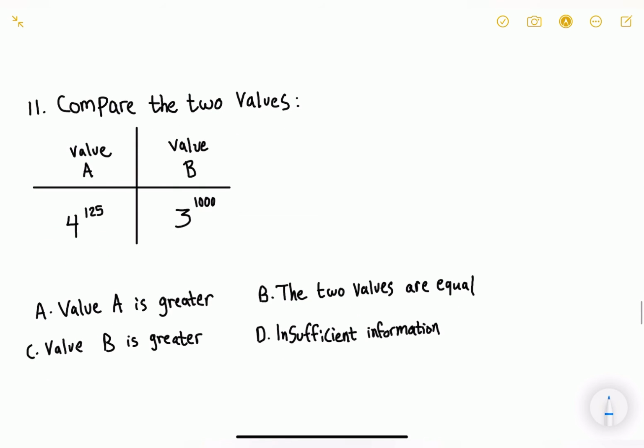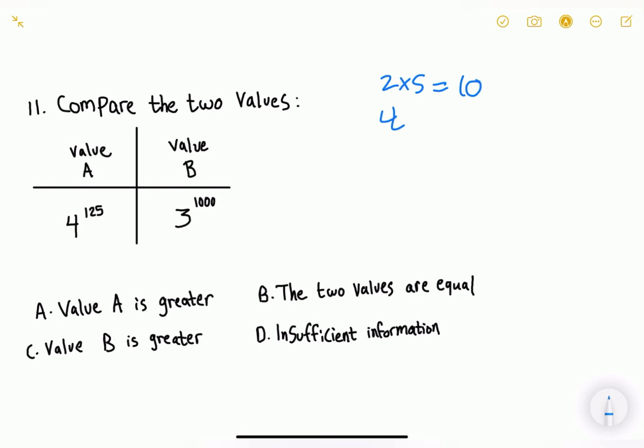Number 11 says compare the two values. Okay, so I want you to remember the hidden zeros mini lesson I just taught you and apply it here. I want you to pause the video and attempt to apply it. Okay, I hope you attempted, I hope you tried at least. So value A is 4 to the power of 125 and value B is 3 to the power of 1,000. And now let's try to rewrite what we know.